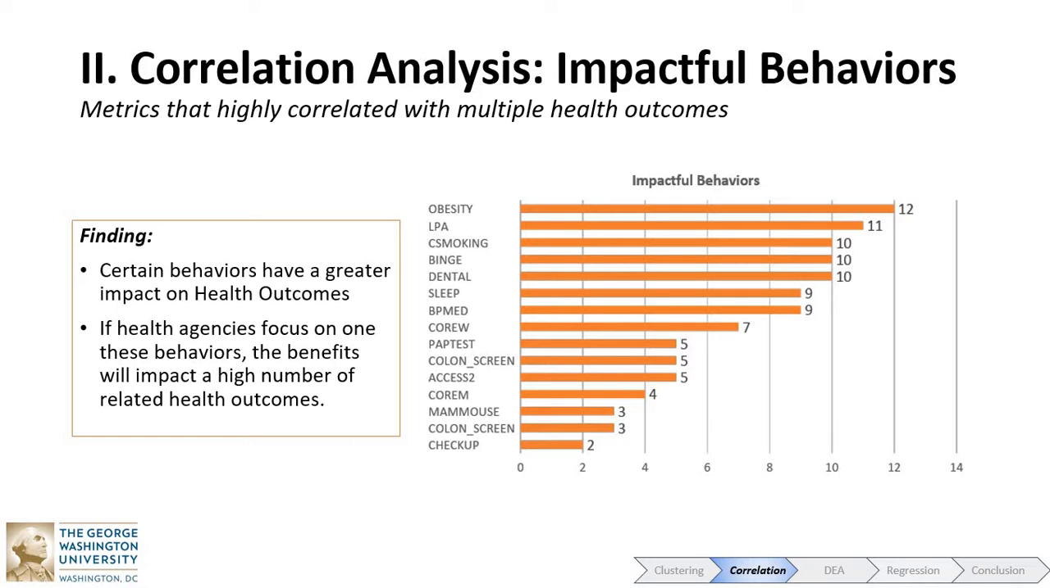And next, we use the correlation analysis to compare unhealthy and healthy behaviors to health outcomes. And we noticed that certain issues such as obesity has an effect on a high number of different health outcomes. So if agencies were expected to focus on just one issue, such as obesity, this might have more impactful benefits on health outcomes. We also notice other things such as not smoking and blood pressure medication play an important role on multiple health outcomes.